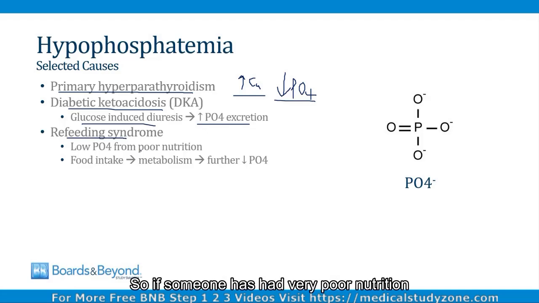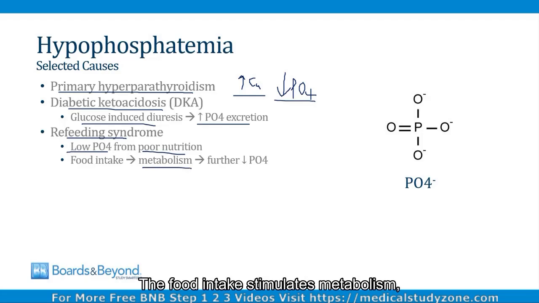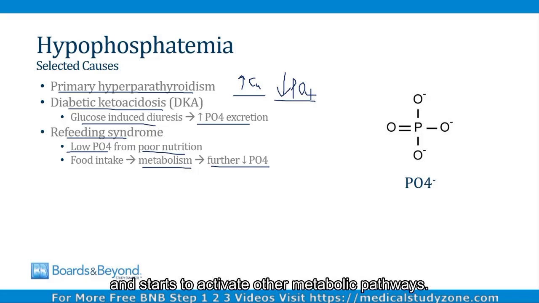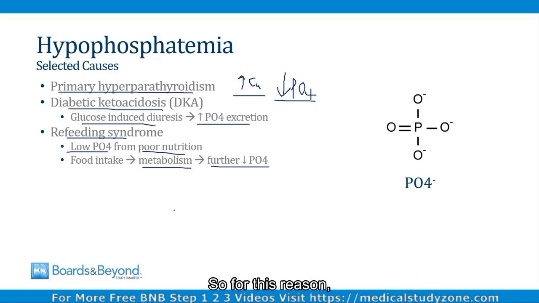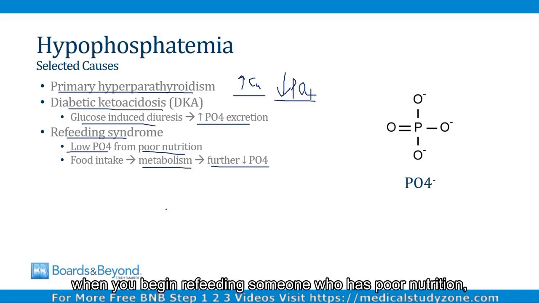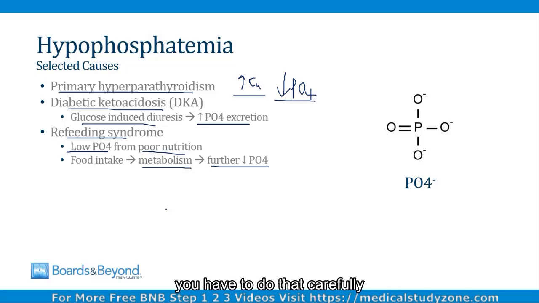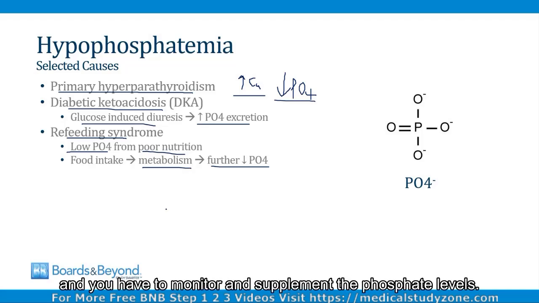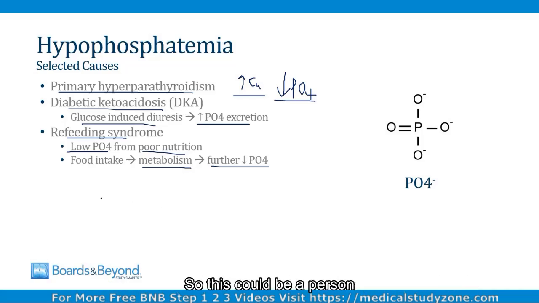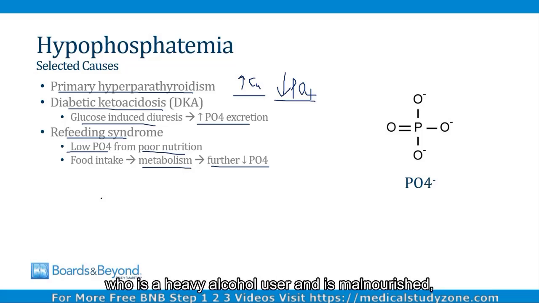So if someone has had very poor nutrition and you start feeding them again, that patient already has low phosphate when you start to feed them. The food intake stimulates metabolism, and that drops the phosphate level further. That's because the body starts to make ATP and starts to activate other metabolic pathways. So for this reason, when you begin refeeding someone who has poor nutrition, you have to do that carefully, and you have to monitor and supplement the phosphate levels. So this could be a person who is a heavy alcohol user and is malnourished.